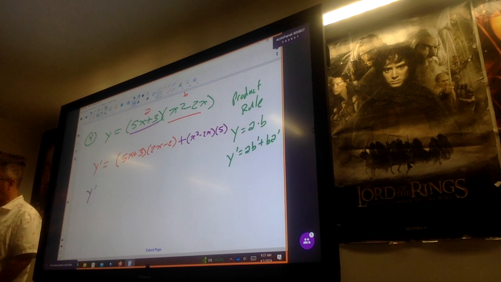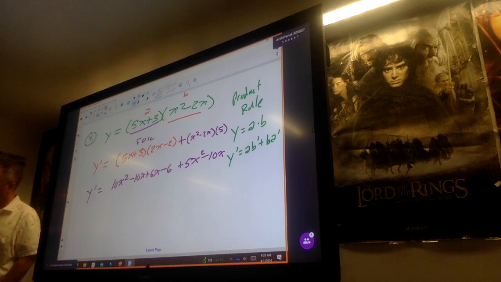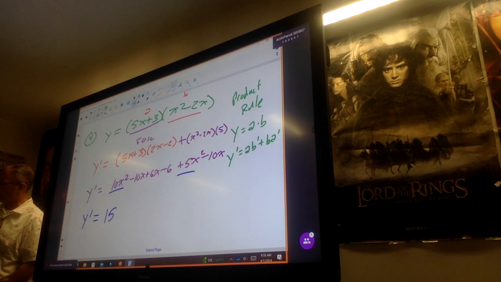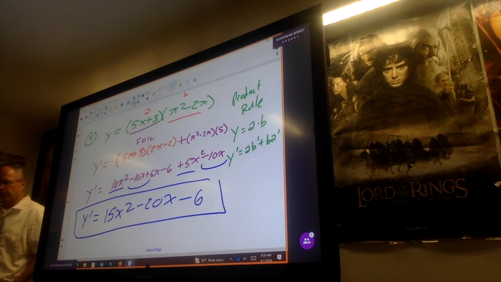You can clean it up a little bit. So FOIL this together. That's going to give me 10x squared minus 10x plus 6x minus 6 plus 5x squared minus 10x. I think that's right. And then if we clean it up, y prime equals, let's see, 10x squared added to 5x squared is 15x squared. This and this I'm going to combine together. It's going to give me negative 20x and then minus 6. So there's our derivative.